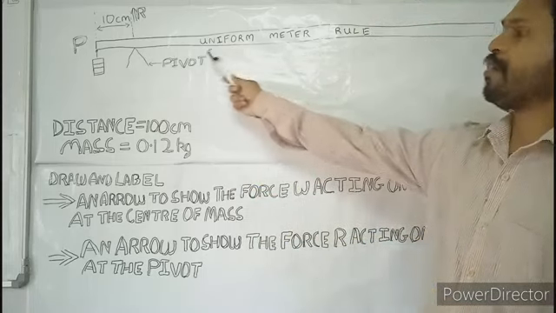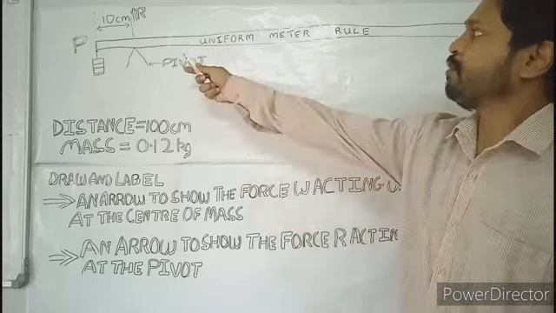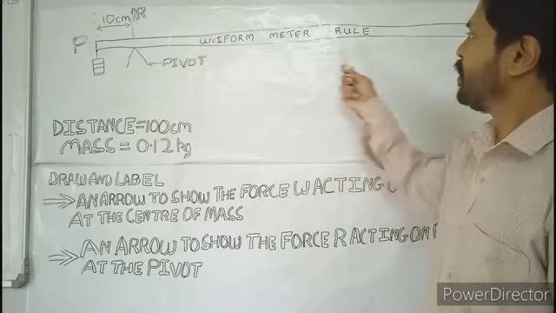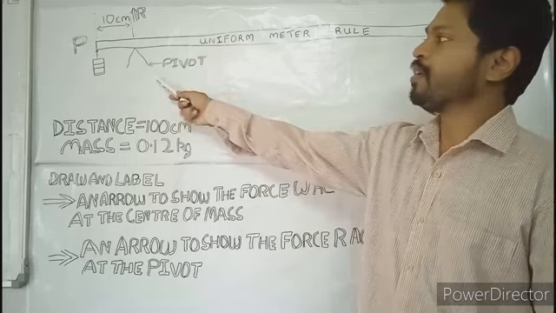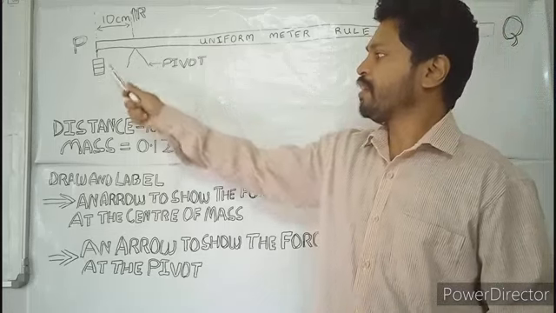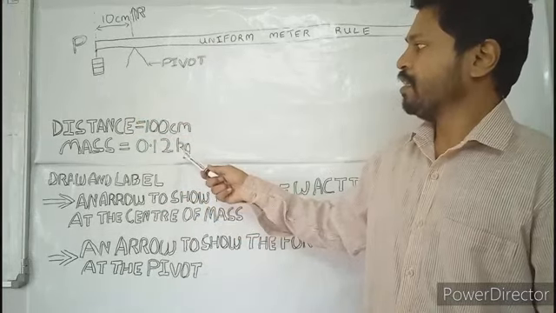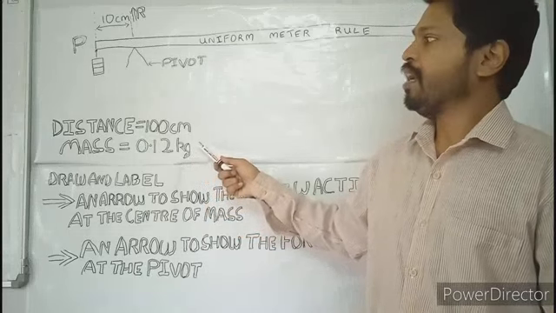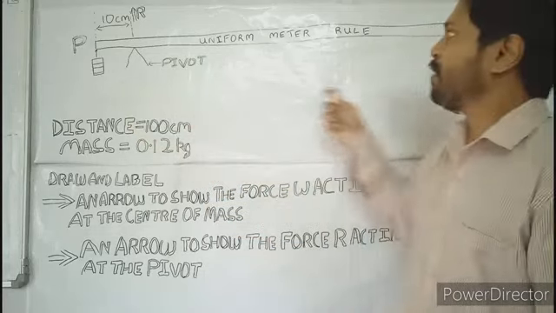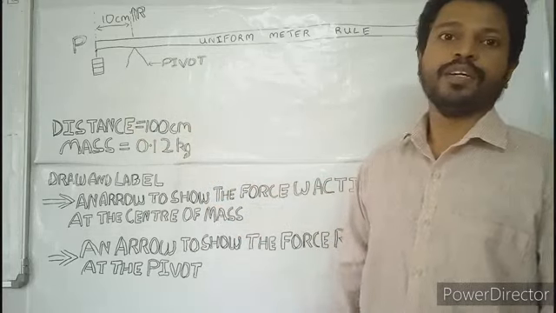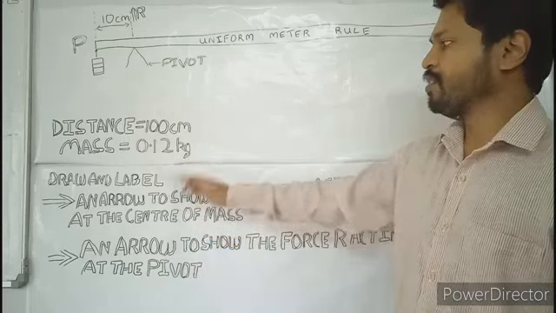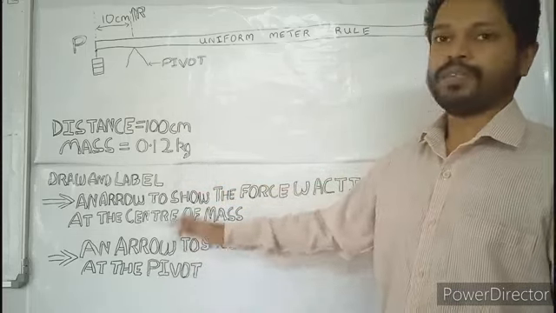This is a uniform meter rule, and the diagram shows this meter rule balanced on a pivot. A weight of 0.12 kg is attached, and the whole length of the meter rule is 100 centimeters. So this is what they have given, and they have asked us to solve these two things. So we will discuss that.